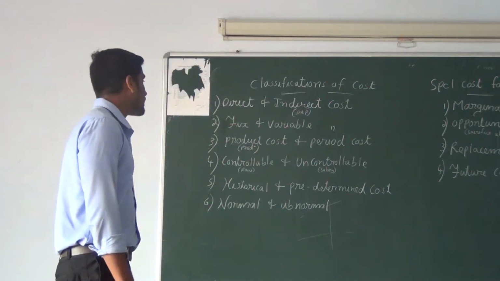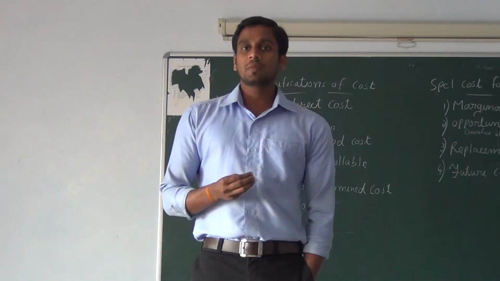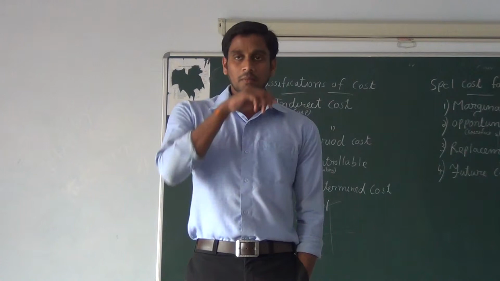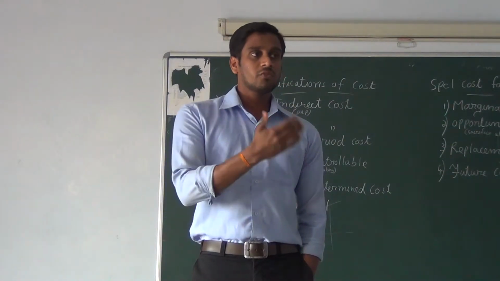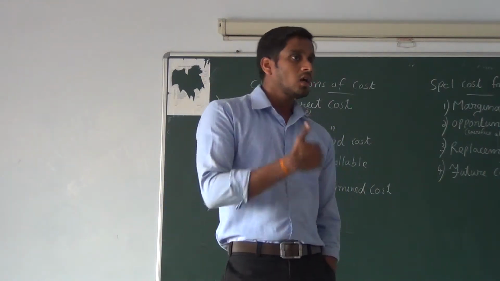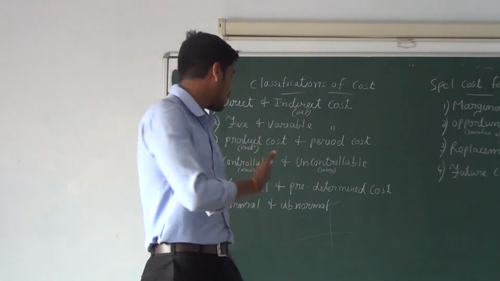Next one is about product cost or period cost. Product cost means for the production purpose we need to spend some money. For example, as I said before, for purchasing raw materials and for converting this raw material into finished product, we need to purchase some raw material. The money which you are spending for that product purpose is known as product cost.